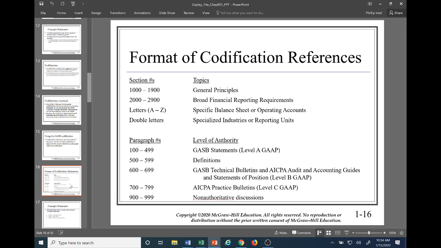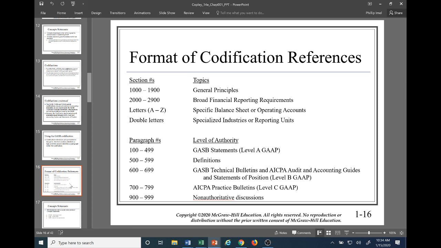So as we can see here, sections 1000 through 1900 is going to be all about general principles, okay? 2000 to 2900, broad financial reporting requirements. Letters A through Z, specific balance sheet or operating accounts. And then the double letters are going to be specialized industries or reporting units. So that's where we start. That's the first part we'll start at, is through the topics section up there.